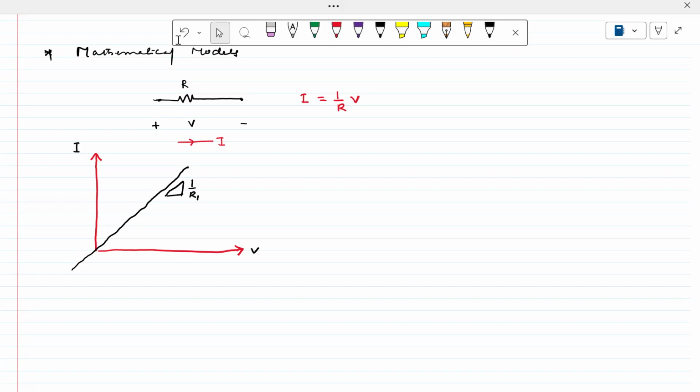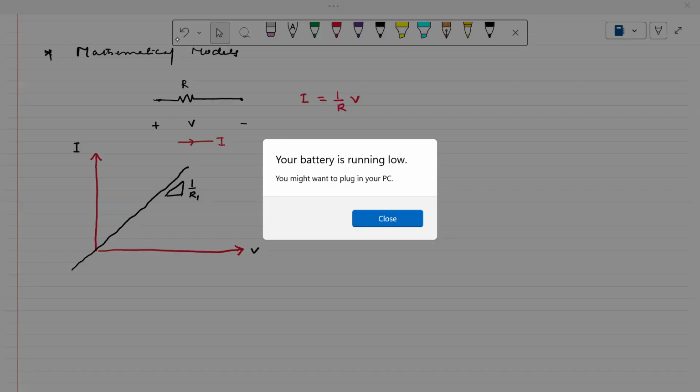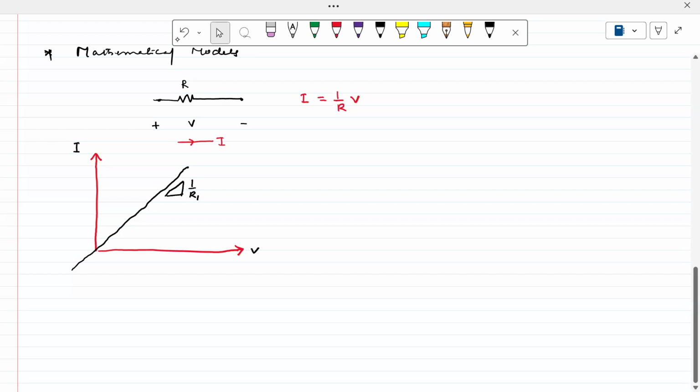What will happen? A small resistance value, R is less, means less resistance. If the resistance is less, what will happen to the current? More current will flow, right? In this equation, the slope of this line is 1 by R. If the R value is less, what will happen to the slope of this line? If R1 is less, what will happen? The slope of this line decreases.